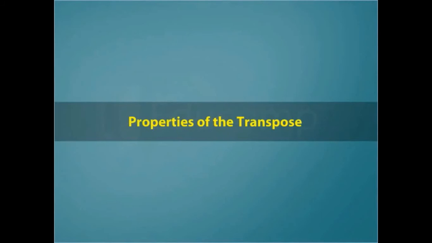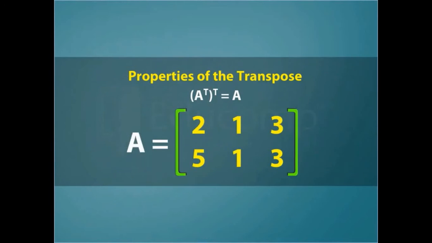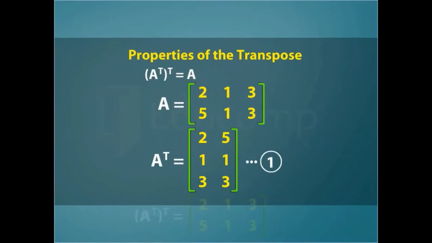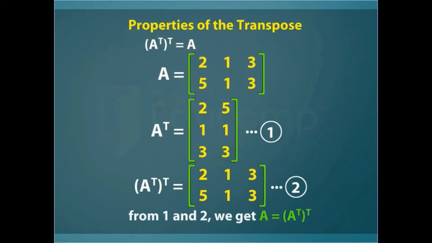Let us now discuss the properties of the transpose of a matrix. The first property is the transpose of the transpose of a matrix is the matrix itself. Let A be a matrix with elements 2, 1, 3, 5, 1 and 3. Then A transpose is a matrix with elements 2, 5, 1, 1, 3 and 3. The transpose of A transpose will be a matrix with elements 2, 1, 3, 5, 1 and 3. From 1 and 2 we get the required result.